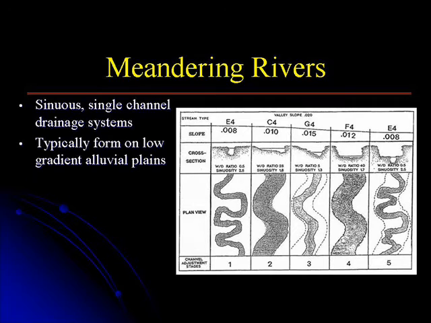They normally form in very low gradient alluvial plains. Now, again, let me just remind you, an alluvial plain is a flat part of the Earth's surface. Low gradient means it's got a very, very, very low slope. And if you think about it, this is the type of environment that we live on here.